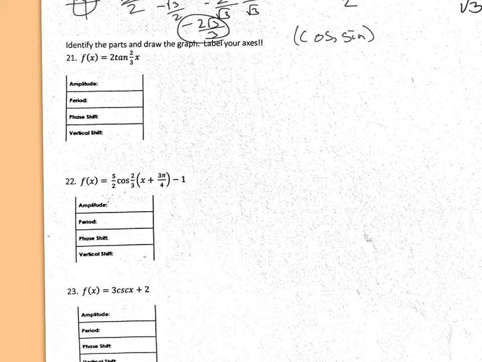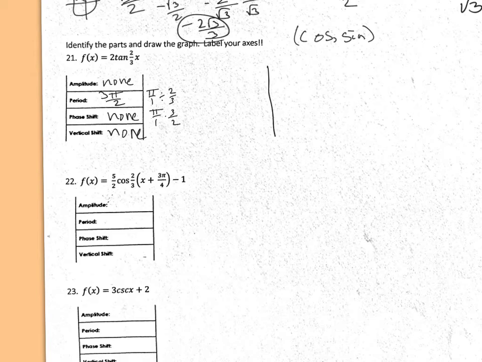And then, of course, your graphs. You'll have a few graphs. So I put some of the weird ones on here just for practice. Tangent has no amplitude, ever. Period is pi over b. So this is going to be pi divided by 2/3, which is the same thing as pi over 1 times 3/2. So our period is 3 pi over 2. Phase shift, so we're not moving left or right. And vertical, we're not moving up or down.